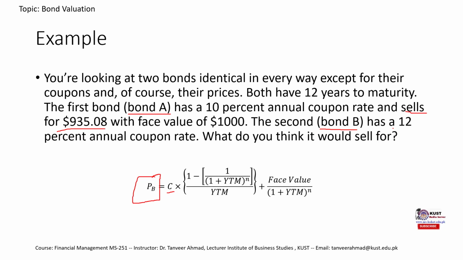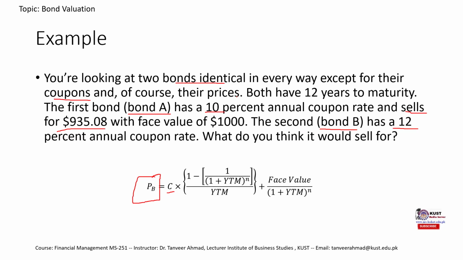Bond B has the coupon rate of 12%. And it is saying that both bonds are identical, they both are the same. So everything would be the same except for the coupon. So in case of bond A, the coupon rate is 10%. In case of bond B, the coupon rate is 12%. The rest of the items are similar.